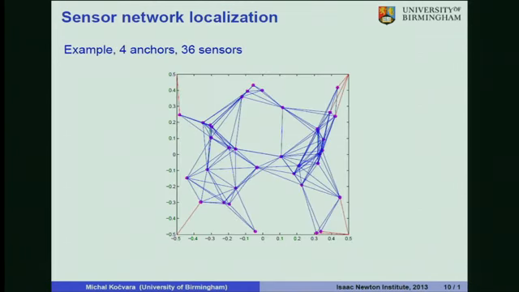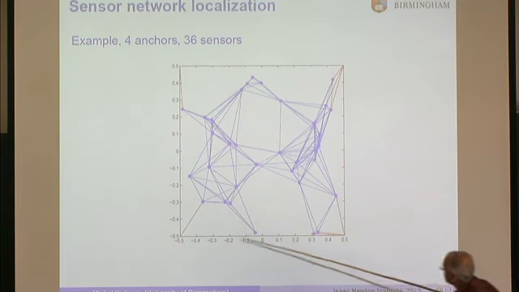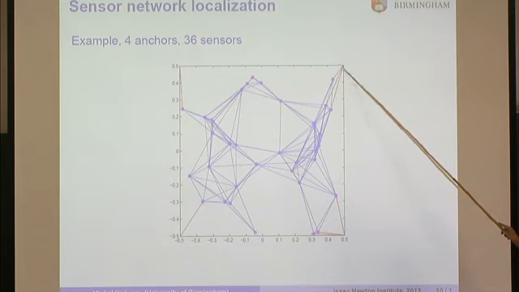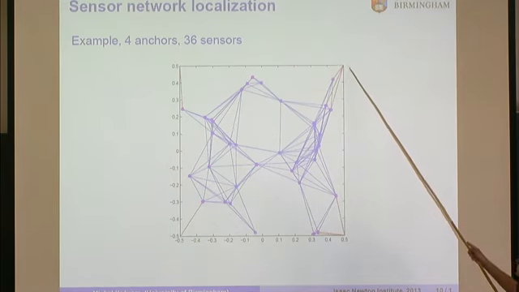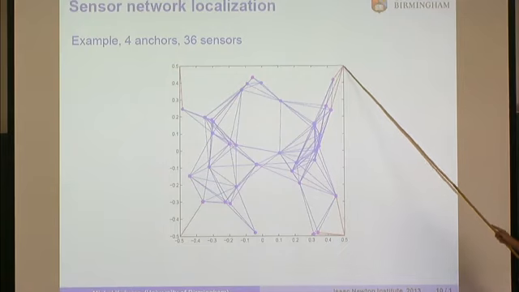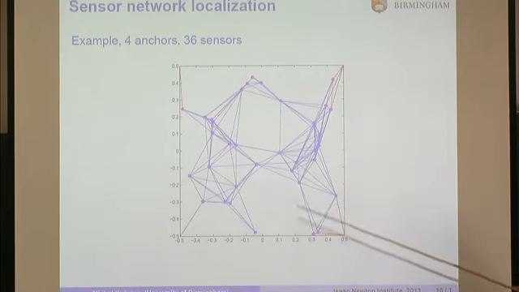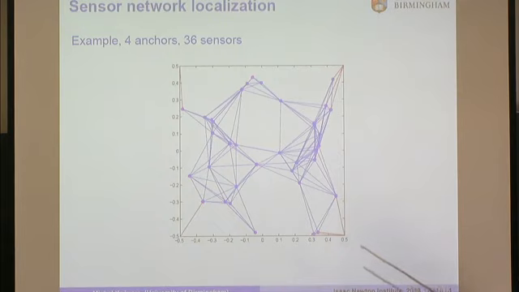What is given is a number of points, sensors, in the plane. It can be in higher dimension, but okay, here we are in the plane. And there are some anchors here, which are, in this example, at the corner points of this square. We do know the positions of the anchors, but we don't know the positions of these sensors. So that's what we want to find.